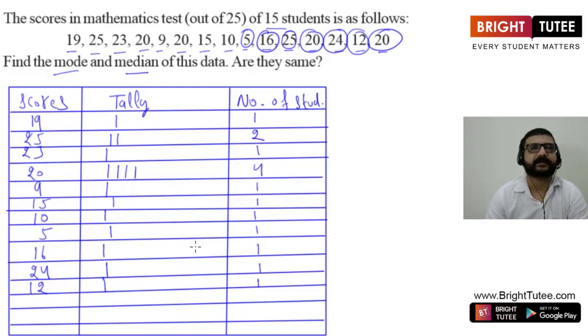Now this table is complete. From this table, can we tell which marks or which score has been obtained by the most number of students? That will be the mode of this data. So the mode of this data will be 20 marks. As we can see here, it is obtained by most number of students, 4 students. So the mode of this data will be 20.